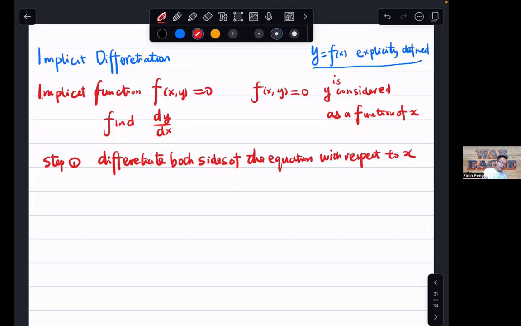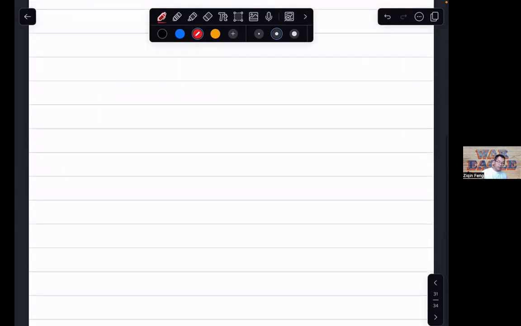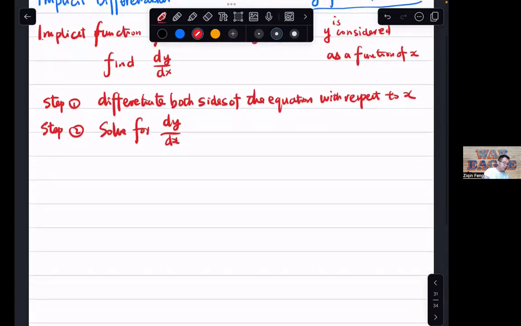Step 2 is, after you differentiate both sides about x, you get a new equation. This new equation for sure contains dy over dx, and you solve for that. Solve for dy over dx using some algebra. Let's see an example here.